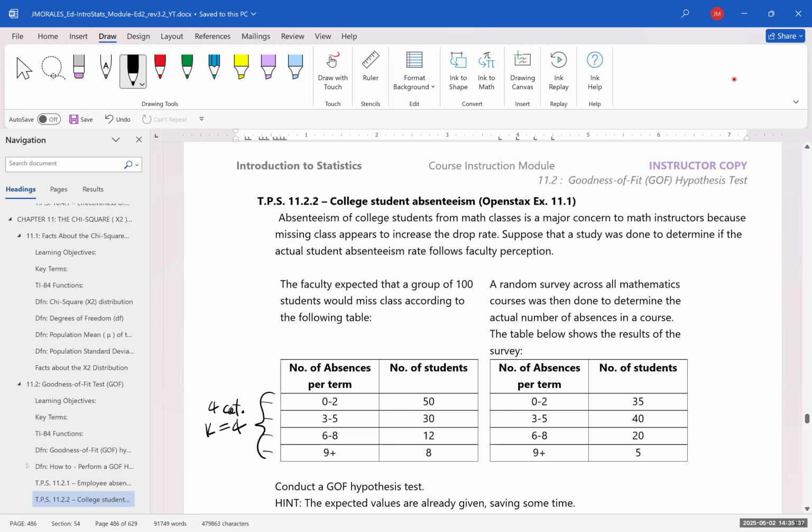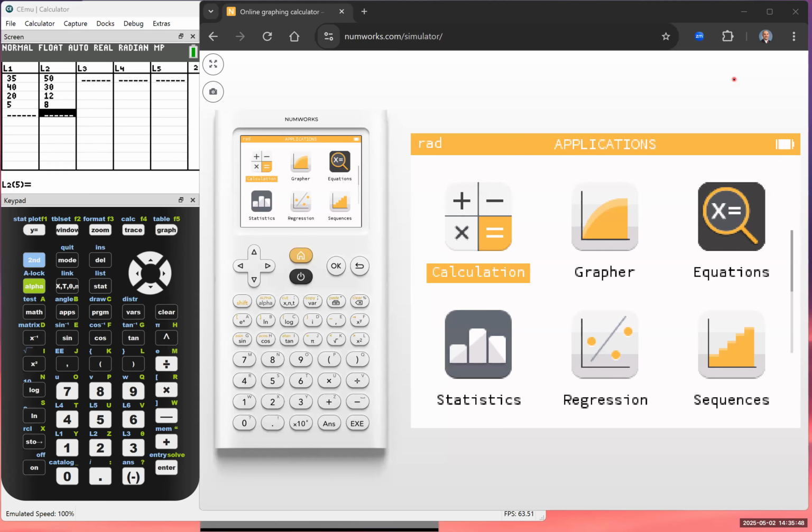So, right now you might be thinking, okay, well, are the probabilities uniform for each category?